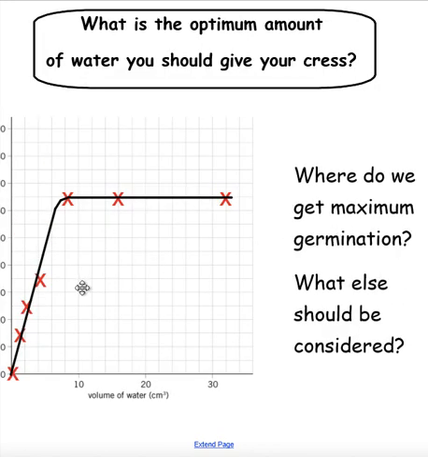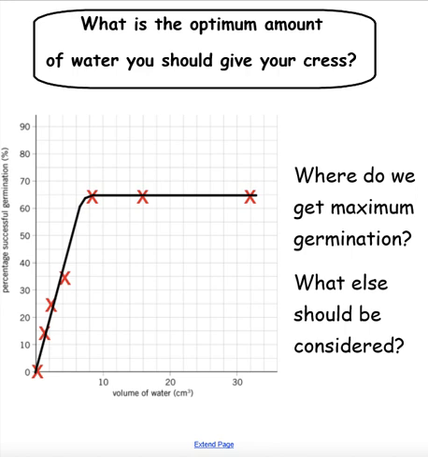So the last thing to think about then, using our graph, is if we wanted to test another factor that affects the germination of our seeds, we would want to use the optimum amount of water, so optimum being the water that is best for giving our maximum germination. We can use our graph to find it, so we would need to look at where we get maximum germination, but then think about what else we could consider.